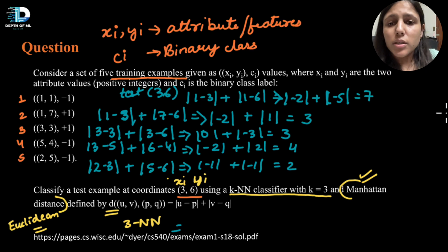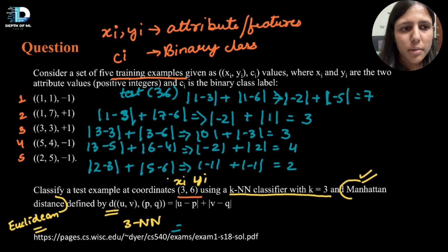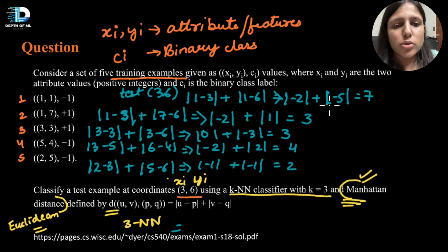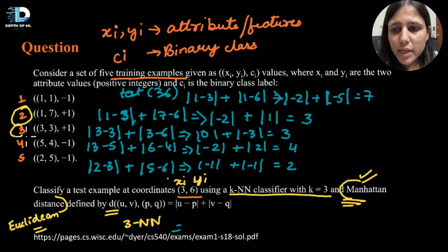Now we have to find the nearest neighbors. Nearest neighbors are found from the distance metric. So you will find which 3 samples have the lowest Manhattan distance from this sample. We can see that sample 2, sample 3 and sample 5 have the lowest distance. 3, 3, 2 are the smallest, while 4 and 7 are greater. So these are the 3 points which are nearest to this test sample.